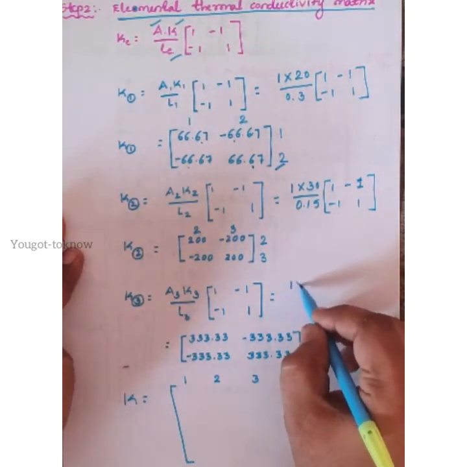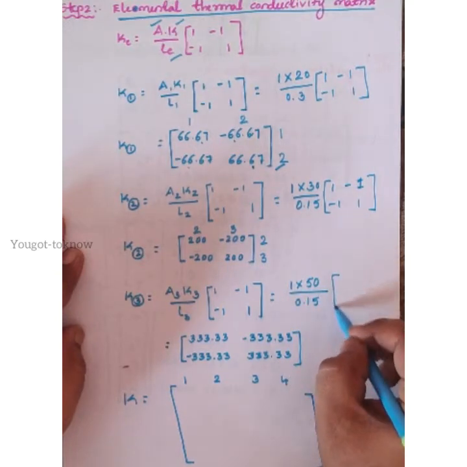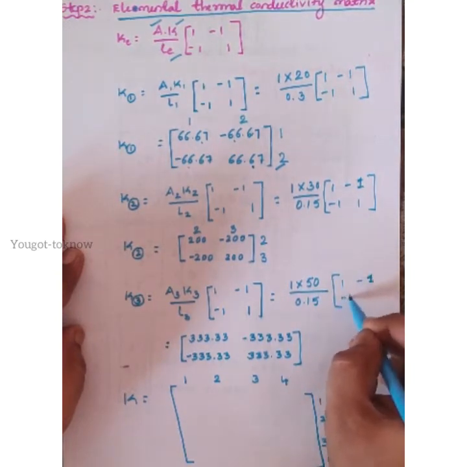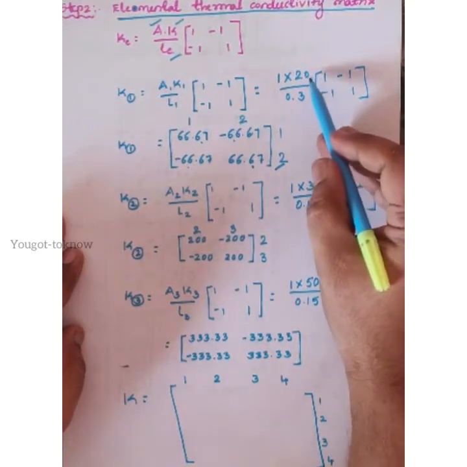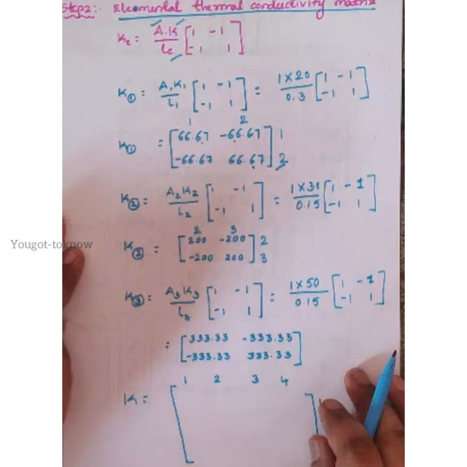What is that? 1 into 50 is your given value, 0.15. 1 minus 1, minus 1, 1. What is this? This is K given: K1 is 20, K2 is 30, K3 is 50. Calculate it. Then after this, what do you want to make?